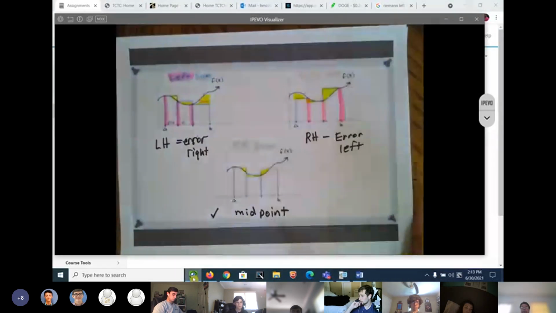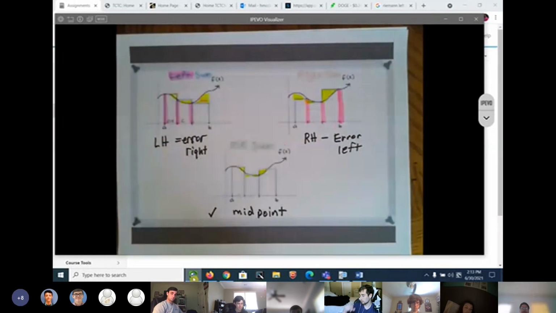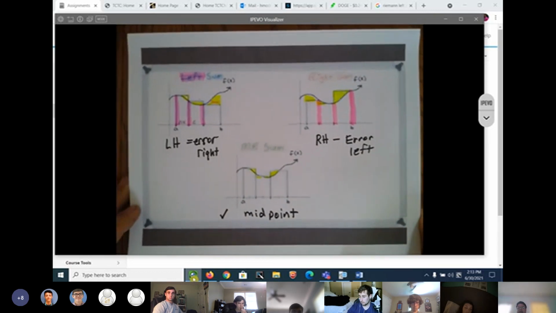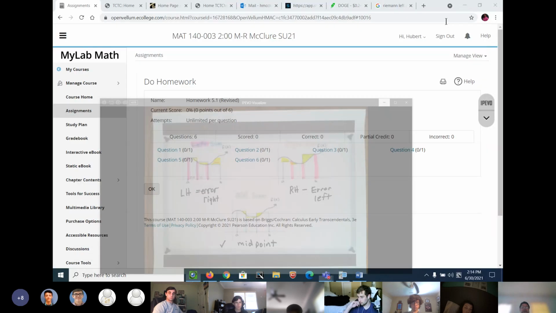Now remember, Riemann sums are how we have the antiderivative now. Okay, the midpoint, I mean, the series of counting areas is how we have the calculus of antiderivatives now. So this is what precedes the antiderivative. With that, let's look at some 5.1 homework questions.